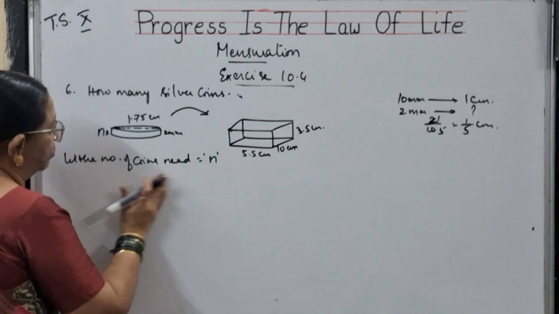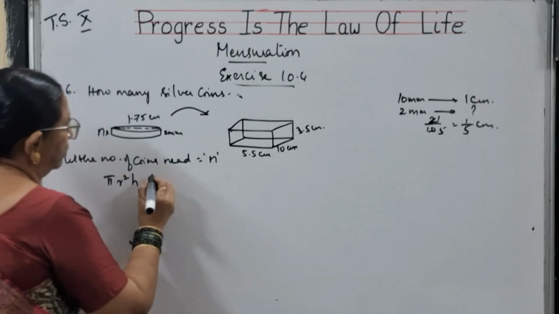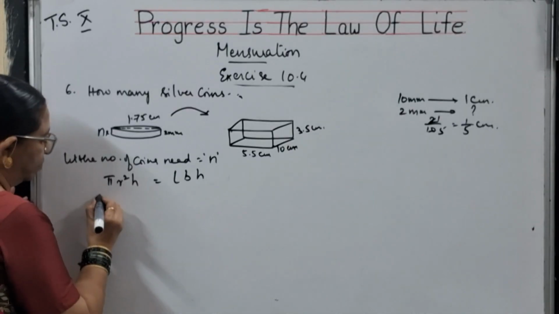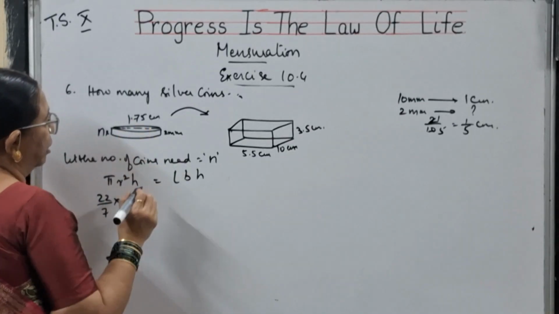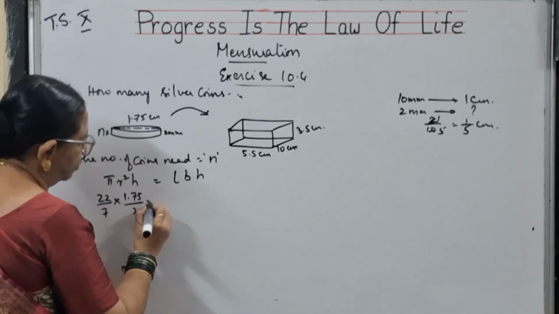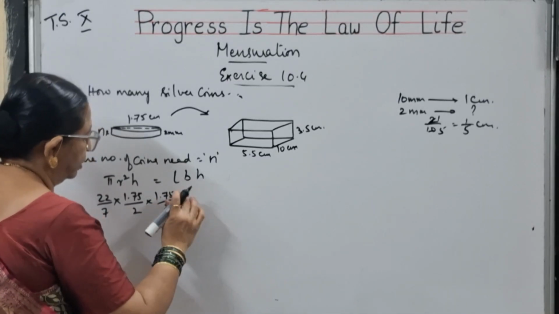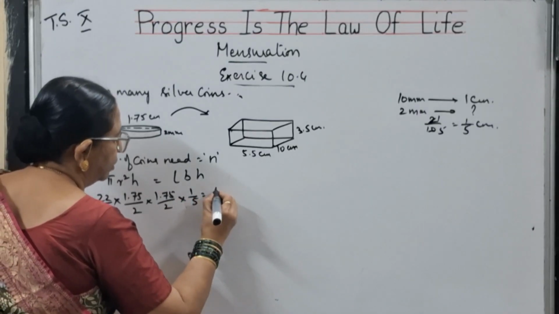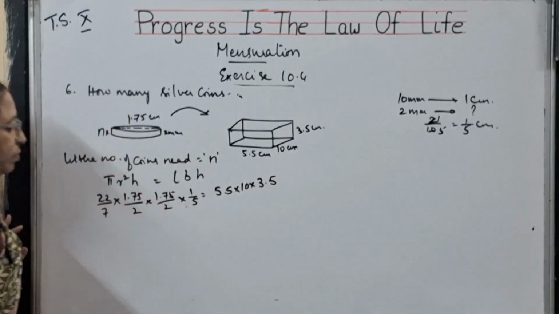And now the volume of the coin. Coin is in the form of a cylinder. So pi r square h is equal to L into B into H, volume of the cuboid. That is 22 by 7 into R. What is the radius? Diameter is 1.75, means radius is 1.75 by 2, into 1.75 by 2, into H. H is 1 by 5, is equal to 5.5 into 10 into 3.5.